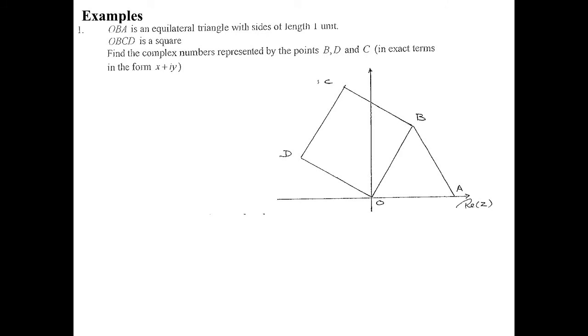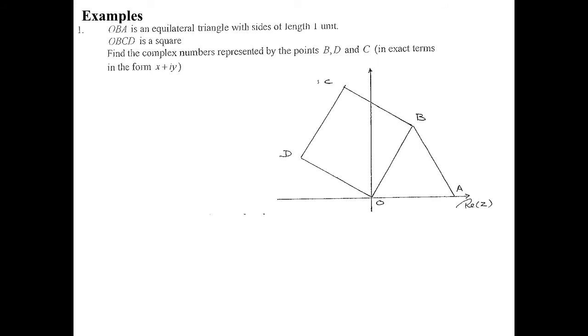Here's another example. We have an equilateral triangle. Length of the sides is 1. OBCD is a square. We want to find B, D, and C, and I think there's a clue in the way this question is written.